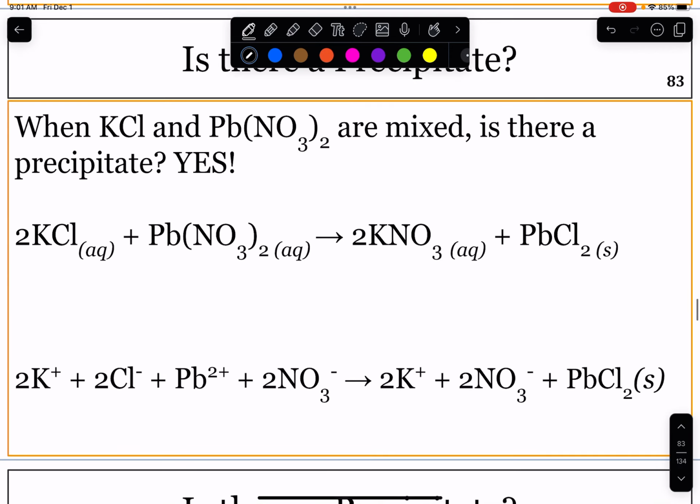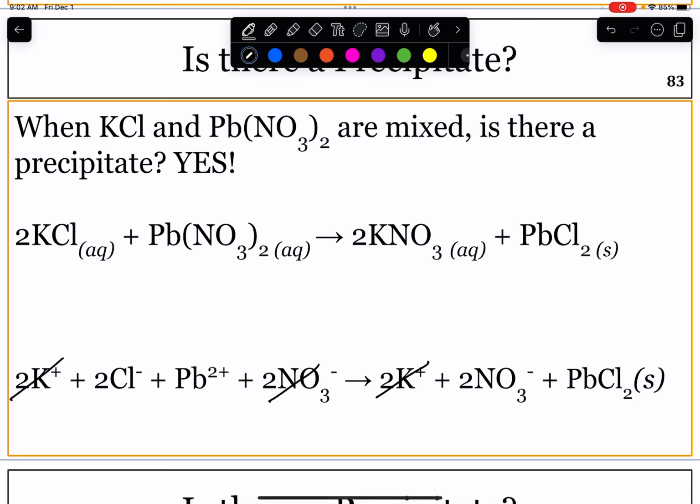Now the next step here is to cancel the spectator ions. That means we're going to cancel the ions that are the same on both sides of the equation, the ions that did not change. Potassium is aqueous on the reactant side, and it's aqueous on the product side. So we get to cancel the potassium ions. The chloride ions were aqueous on the reactant side, and they're solid on the product side. And so we can't cancel that because it changed. It went from aqueous to solid. The lead as well went from aqueous to solid, so we cannot cancel the lead either. It changed. It participated in the chemical reaction.